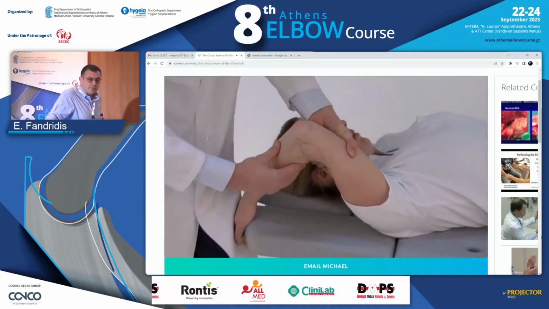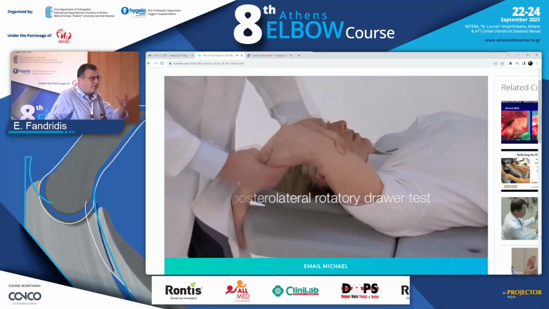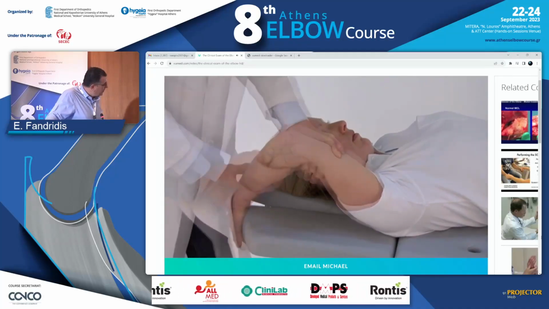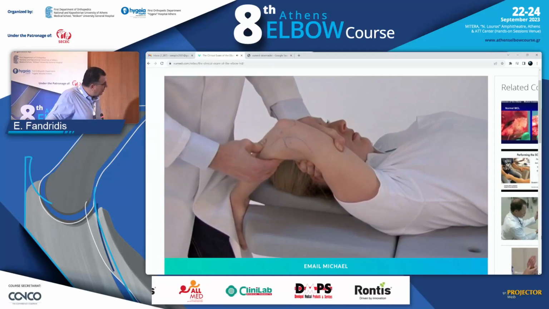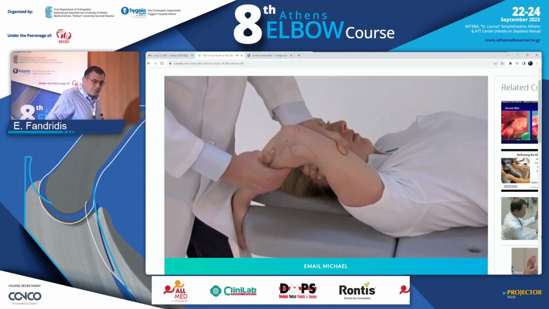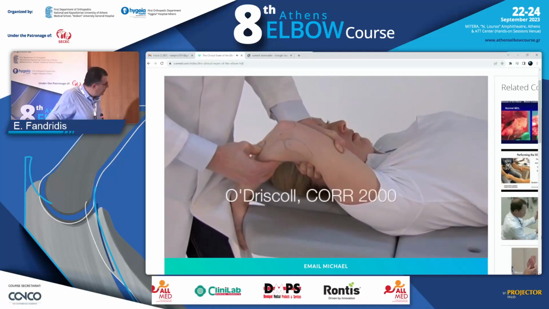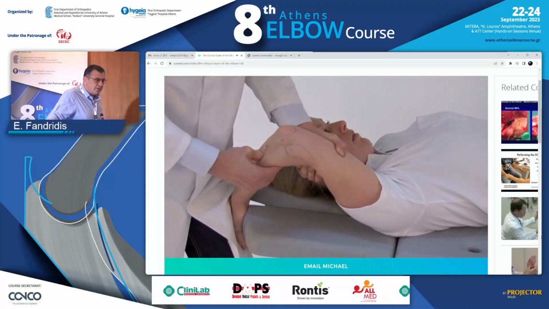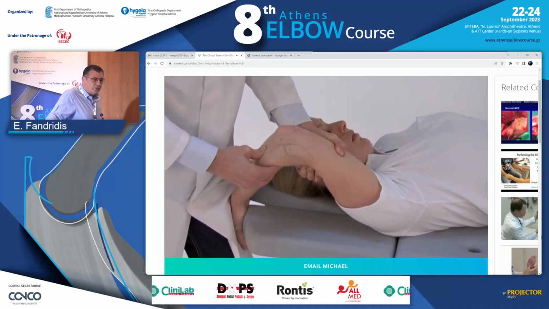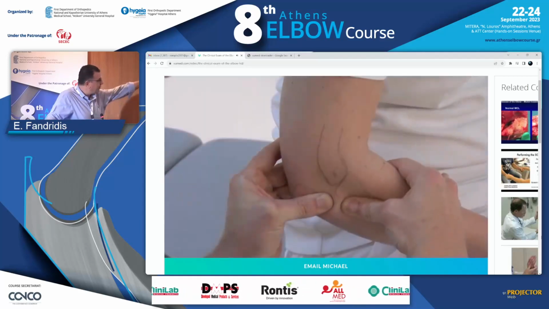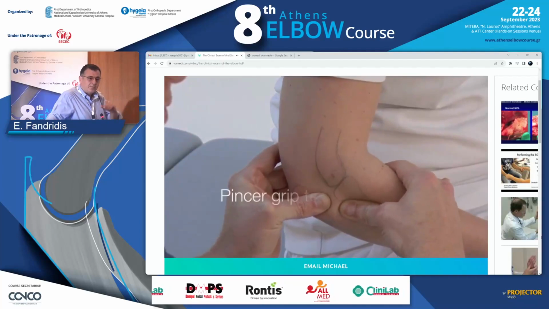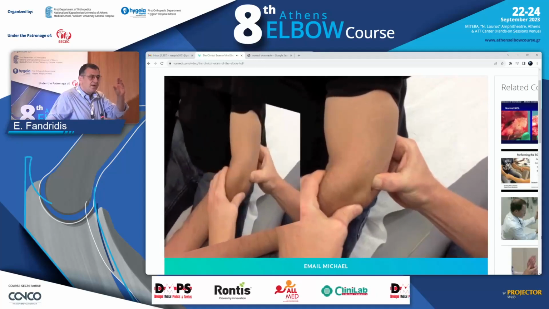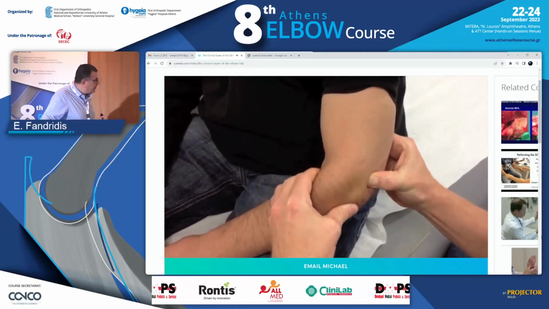This is the posterolateral drawer test. This is something like Lachman for the guys that are doing knee surgery. They keep the humerus there. The other hand is on the forearm at the radius, pulling the radial head posteriorly. And in this position, you have a translation of the whole forearm on the pivot of the medial collateral ligament. That means that the medial collateral ligament there is okay, the lateral collateral ligament is missing or deficient, and the whole forearm comes around, pivoting on the medial side.